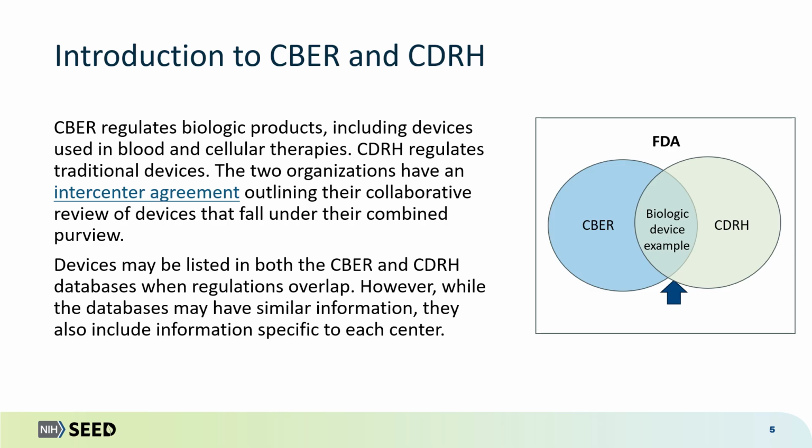Let's start by defining CBER and CDRH's roles. CBER regulates biologics, including vaccines, blood products, and gene therapies, while CDRH oversees traditional medical devices. Some products, particularly biologic devices, fall under both organizations. When that happens, CBER and CDRH coordinate their reviews, with CBER often focusing on biological aspects and CDRH on device-specific criteria. Understanding where these regulatory bodies overlap is vital when working with biologic devices, ensuring compliance across the board.